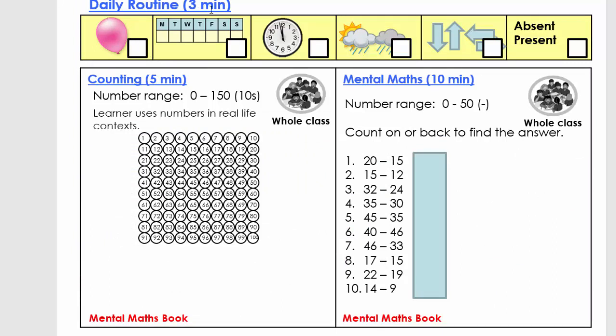So we're going to start with the daily routine, and we're simply going to ask these questions. Now the learners can join us or your child, and we're going to ask, whose birthday is it today? Do you know anybody that's got their birthday today? A family member, a friend?